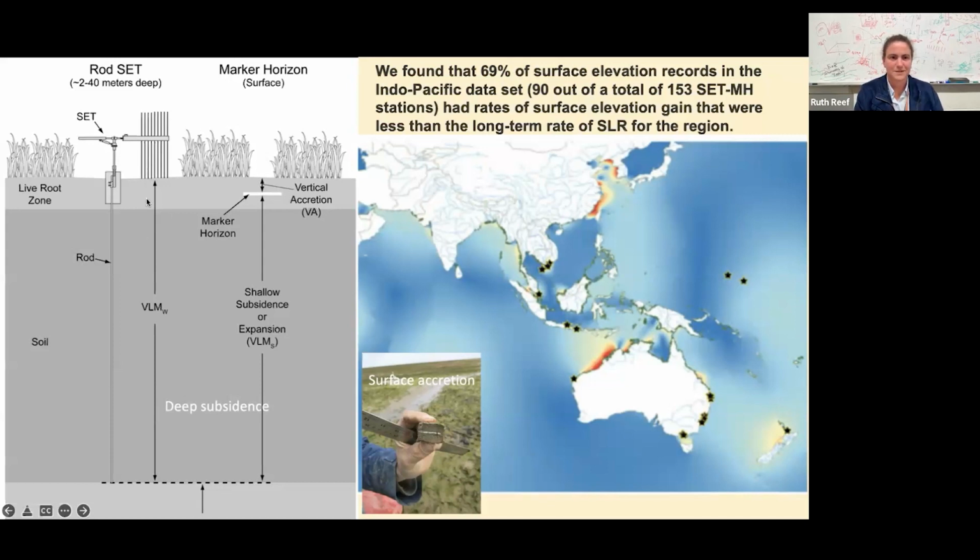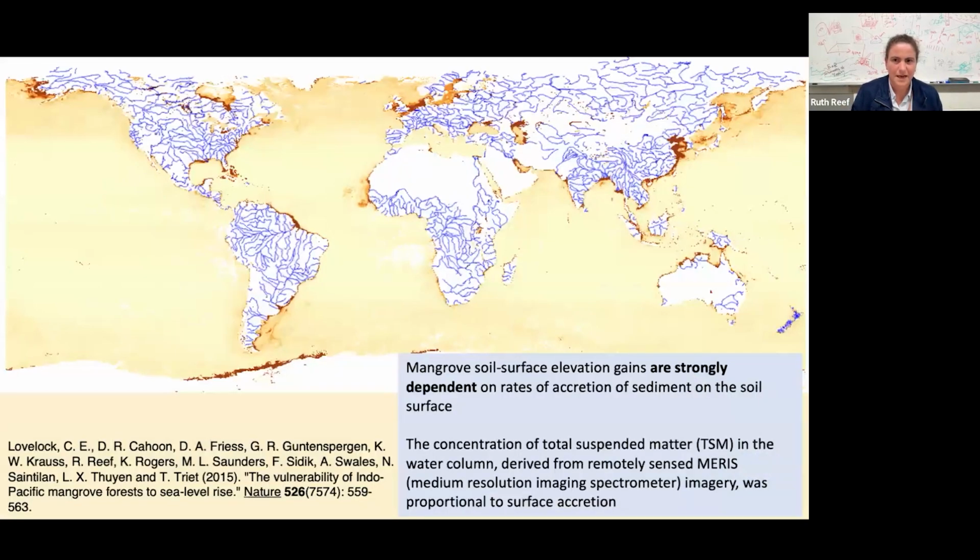But another thing it measures is, if you combine this and that measurement, you know what's happening with deep subsidence. And we look at areas all around the Indo-Pacific. And we found that about 70% couldn't keep up with sea level rise. And what mattered was how much suspended sediment is available, where there was enough suspended sediment.